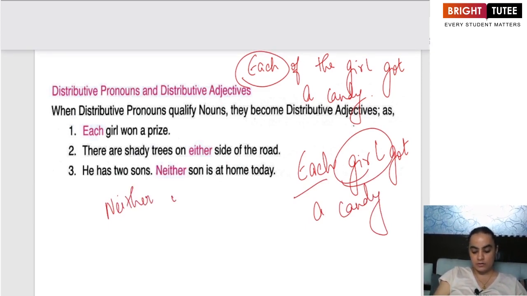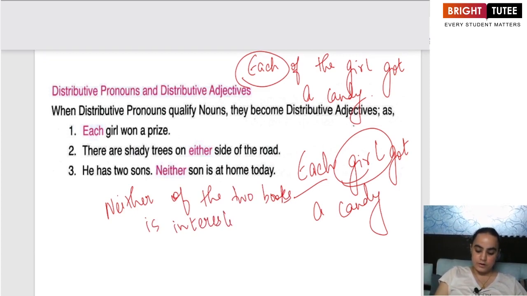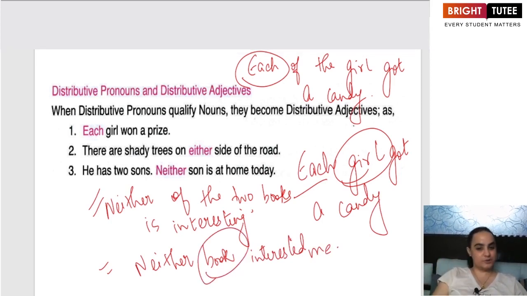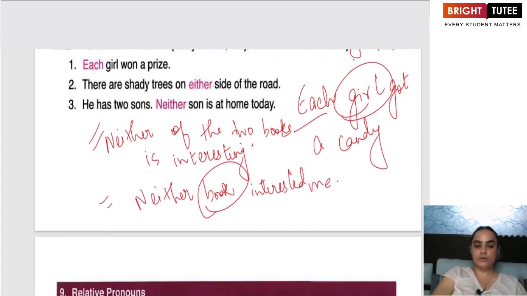Neither of the 2 books is interesting. Here neither is independent of the noun, so this is a pronoun. Neither book interested me. Here neither is used with a noun, so this is an adjective. So the same difference: with a noun, adjective; without a noun, a pronoun.